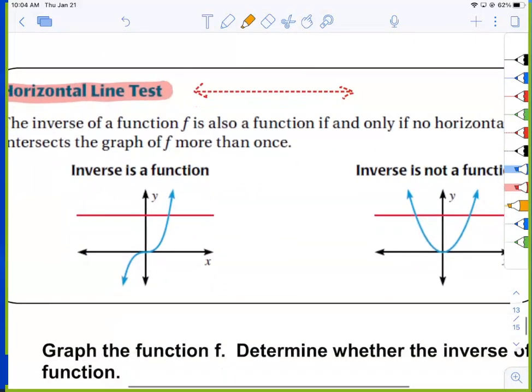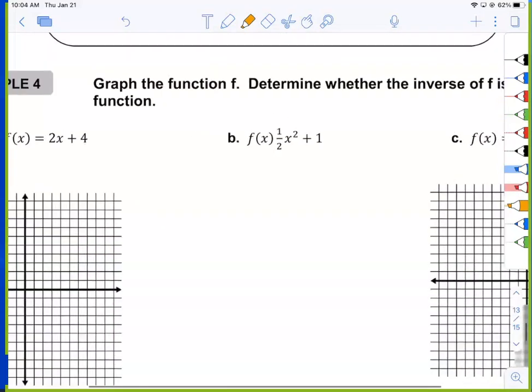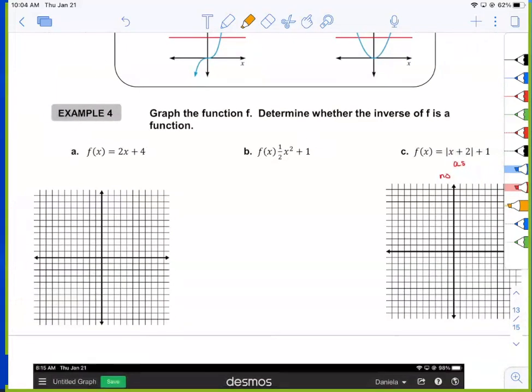I want to stress to you that if a function doesn't pass the horizontal line test, that original function is still a function, but its inverse is not. So you have to watch out for that. So example 4, and again, we're just going to do parts A and C, and I'll save B for tomorrow. Example 4, we're going to graph the function f, and we're just going to determine if the inverse of f is a function. We're not even going to find the inverse of f.